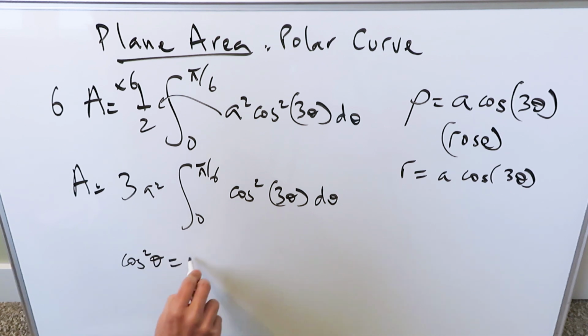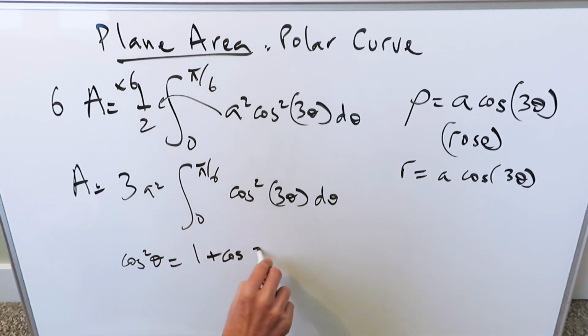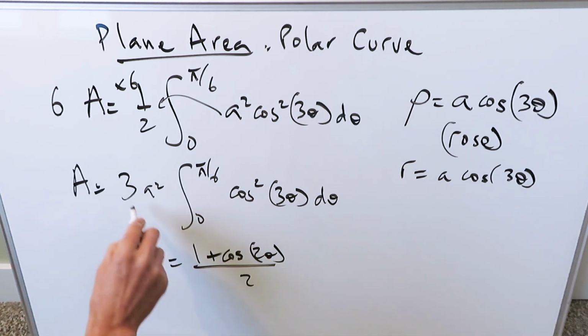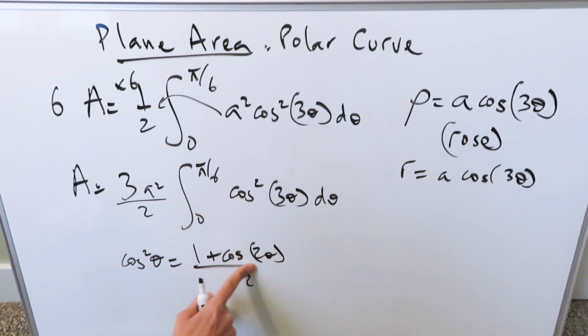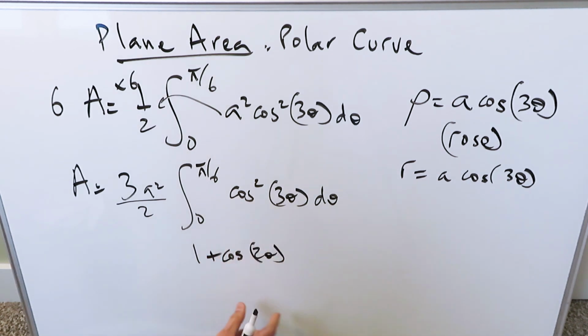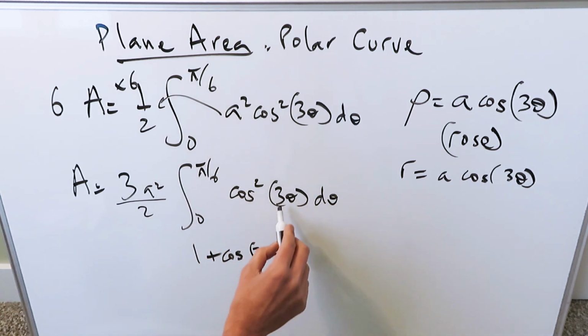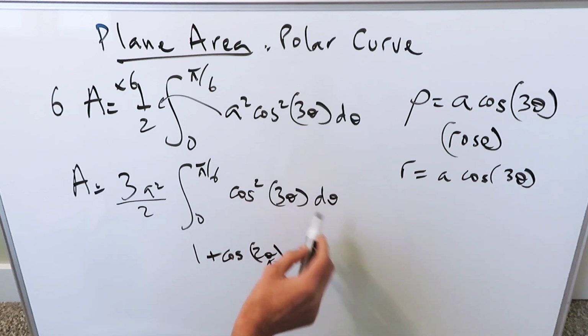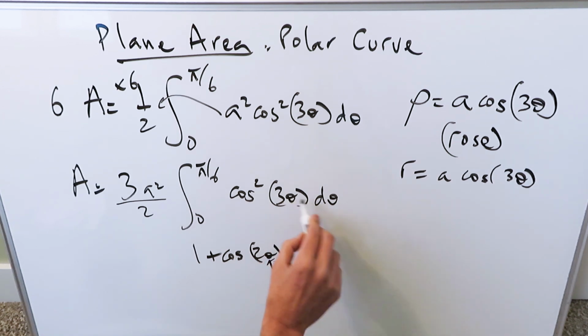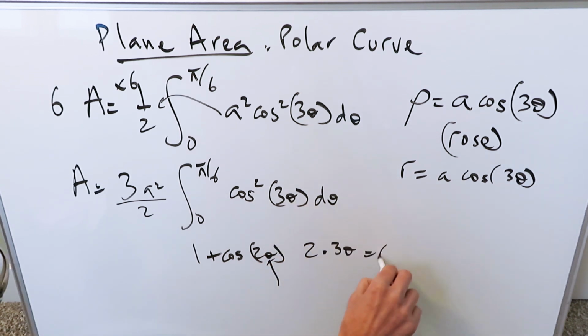Cosine squared theta is equal to 1 plus cosine 2 theta over 2. This 1 over 2 can be pushed out, and I'm left only with 1 plus cosine 2 theta, which I now have to bring into this form. I'm looking here at 2 theta, but my original theta is 3 theta, so I have 2 times 3 theta, and a 6 theta comes about.